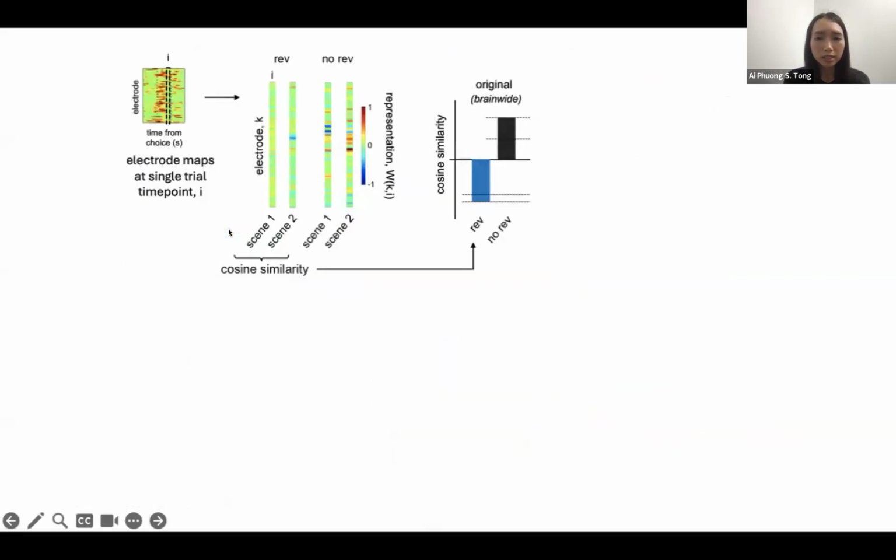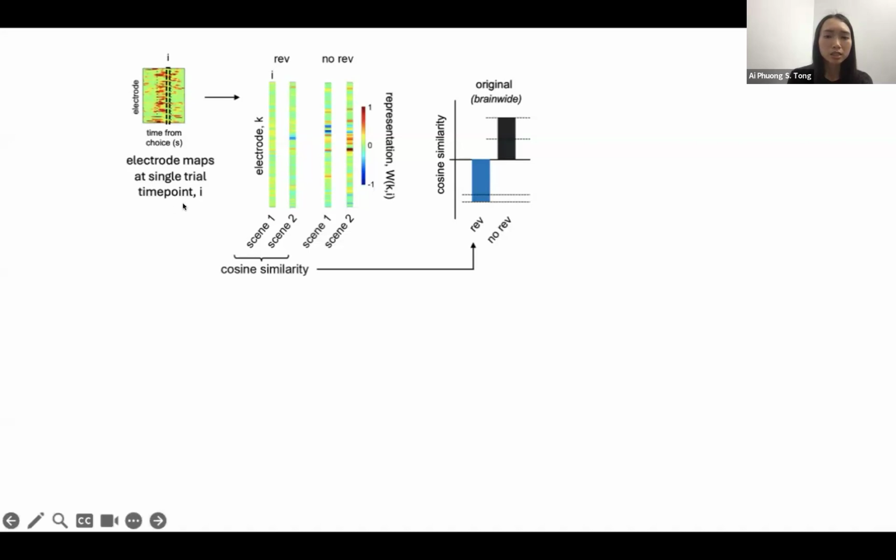And then to investigate how this representation was used between scenes, I measured the cosine similarity in the representation vectors. It's very commonly done in neuroscience to compare representations. And these we're also referring to as electrode maps at each trial time point I between the two scenes, which you can see here for the reversal and no reversal. And so in blue is the example similarity during reversal when we do not expect knowledge to be straightforwardly shared between scenes. And in black is the similarity during no reversal when we do expect knowledge to be shared.